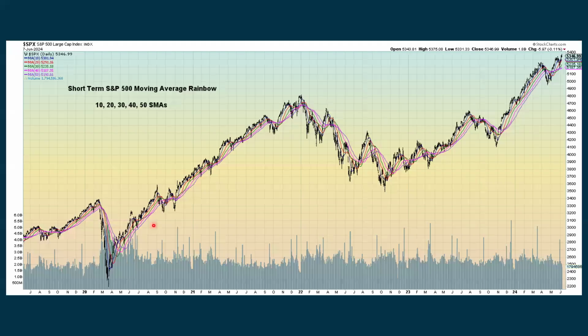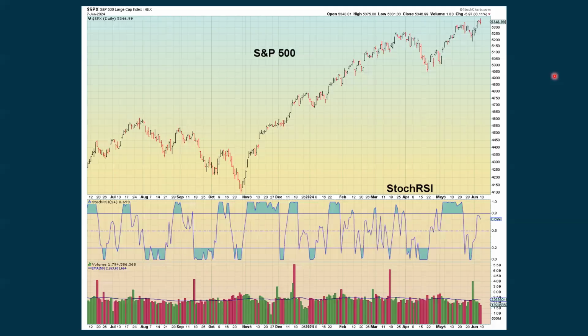Now, some short-term charts. This is a rainbow where I try to soak in the beginning of this chart and the end of this chart all together to get a bigger picture perspective. But this measures these lines here according to moving averages. We go from 10 periods up to 50 periods. We're above the rainbow right now, so the short-term trend continues to be positive.